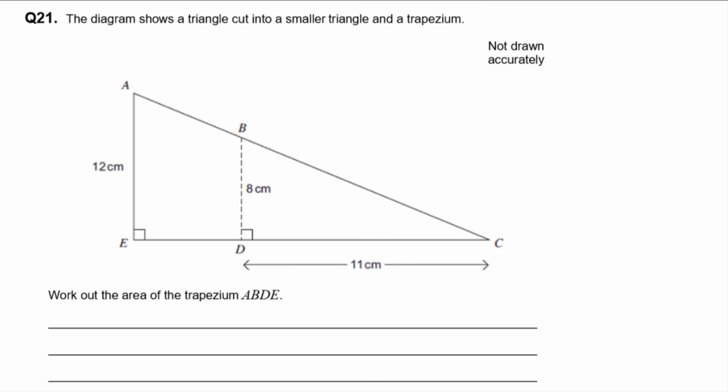Question 21, the diagram shows a triangle cut into a smaller triangle and a trapezium. Work out the area of the trapezium. Well, the trapezium is here, look. And now to work out the area of a trapezium, we need to know its 2 parallel sides that we've got. We've got 12 and 8. What we need, though, is that length there as well, don't we, to work out the area of a trapezium. And at the moment, we don't know it. Okay? But we've got this pair of numbers that go together.